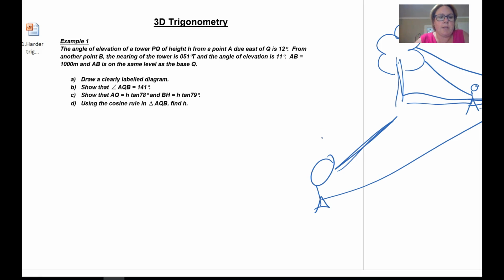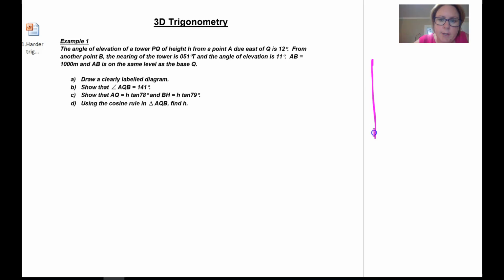Okay, the angle of elevation of a tower PQ of height H. Now I want my tower to actually stand out, so I'll just rub it out, hold on, because sometimes I get it mixed up with just lines. So this is the tower PQ and it has height H.